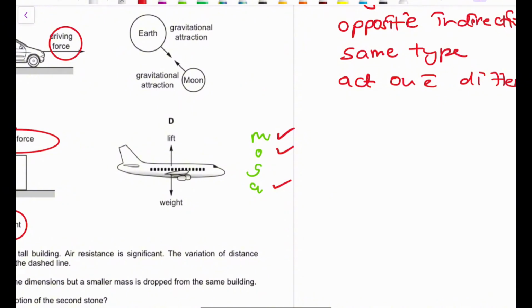So they're opposite in direction and have the same magnitude. But are they of the same type? They're not. The lift force is a force acting up, because of something going on here, and the weight is not the same type as a lift force, so it can't be the same. And are they acting on different bodies? They're not. They're all acting on an aeroplane. So D is going to be wrong.